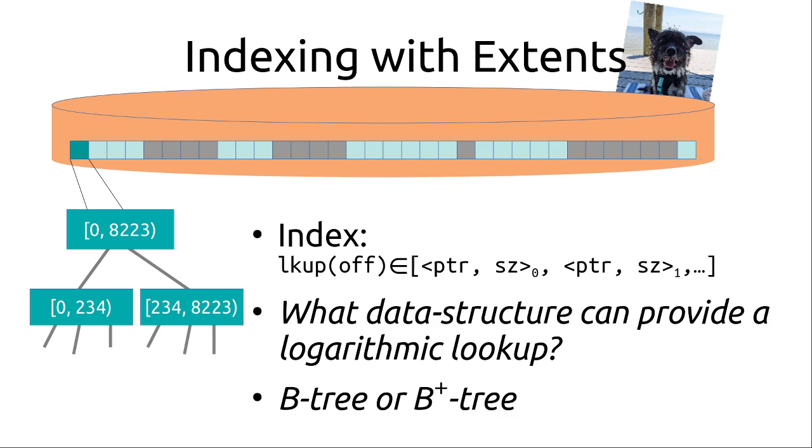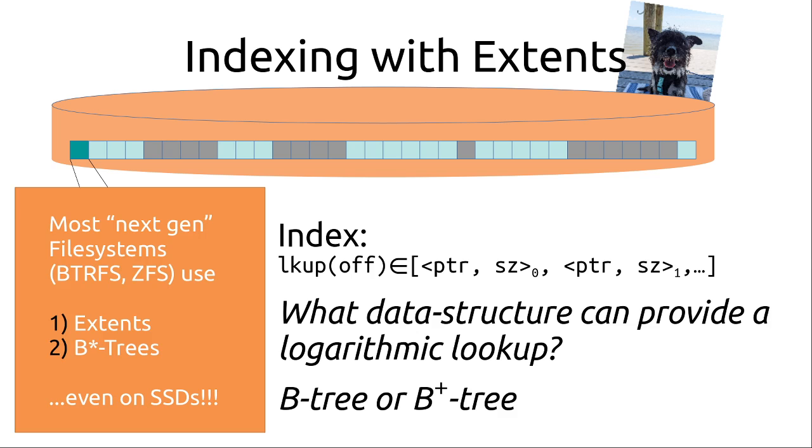So this is exceedingly common. Most next generation file systems that are in use right now, ButterFS, ZFS, all use these, and they all essentially use some combination of extents and one of the B star tree variants. And they even use these, this is an interesting part, on solid state disks.